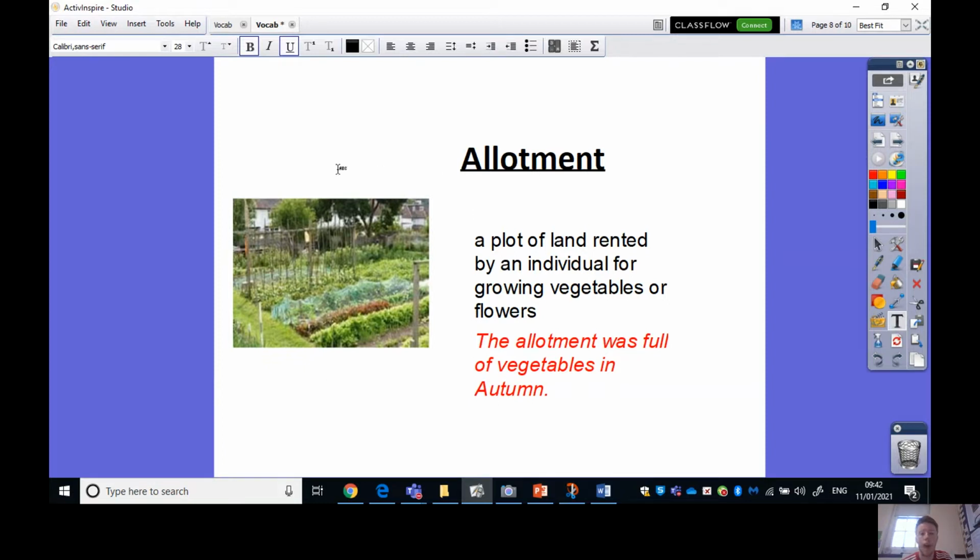So in the story, Zoe has a friend called Natasha who used to work at the allotments where she would grow vegetables and pick them. An example of a sentence would be, the allotment was full of vegetables in autumn. So you can see here the allotment is full of vegetables where people grow them.